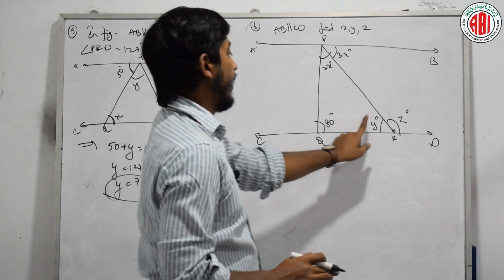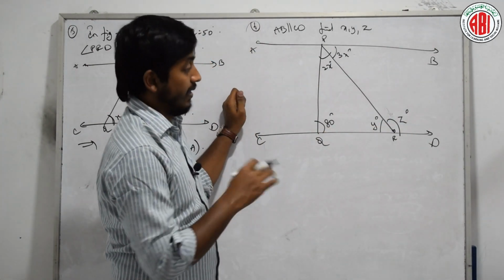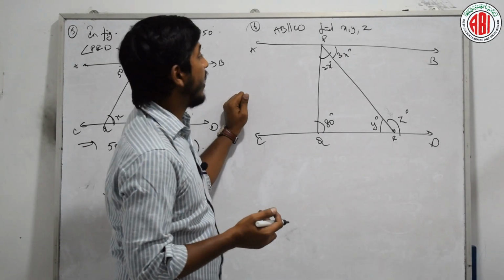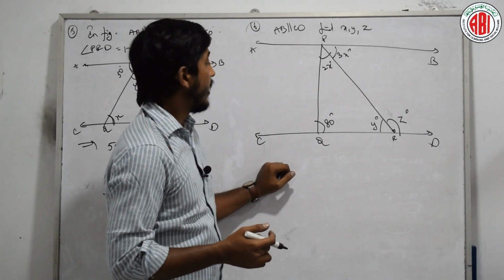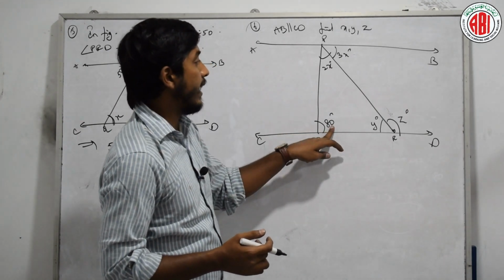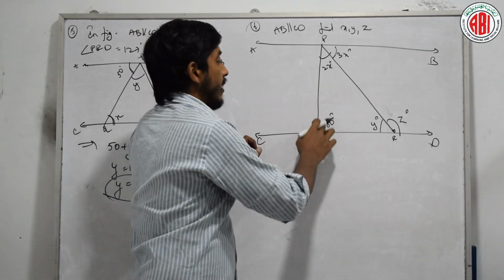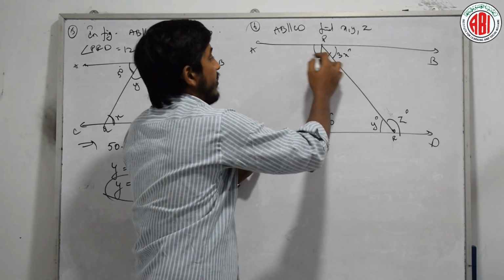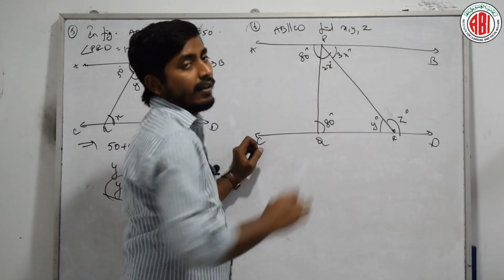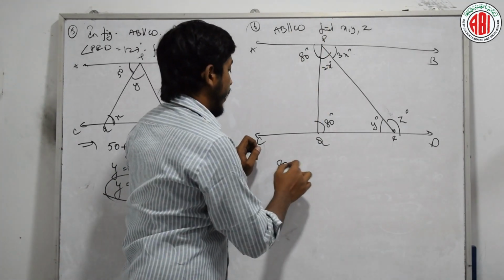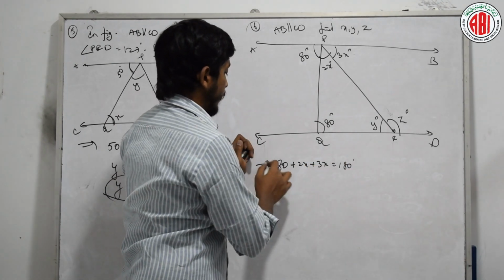3x, 2x, 80, y and z are given. Then he is asking us to find x, y and z value also. How do we get? Given AB is parallel to CD. Okay. Check how can we use this 80. Tell me, if you observe here, this 80 is nothing but this 80. Okay, there is a linear pair. Just add it. 80 plus 2x plus 3x is equal to 180.